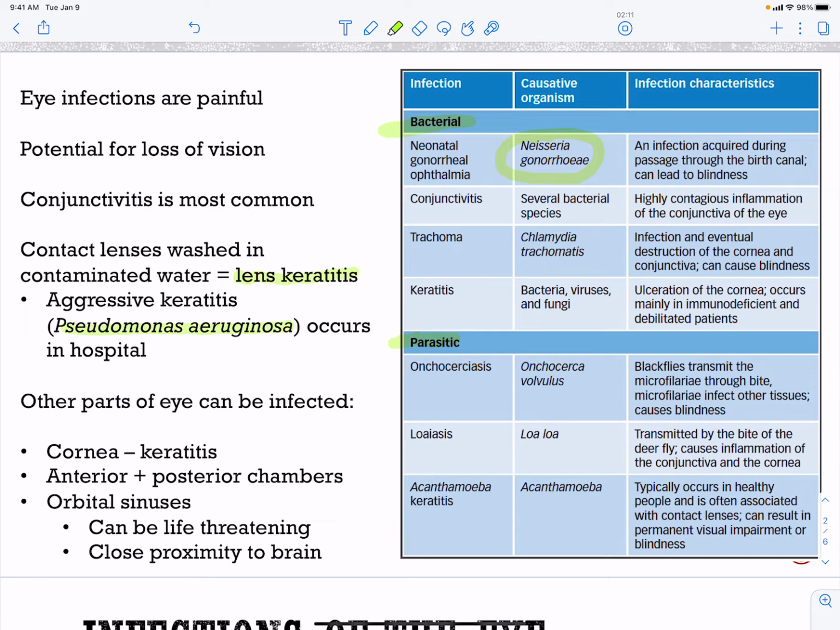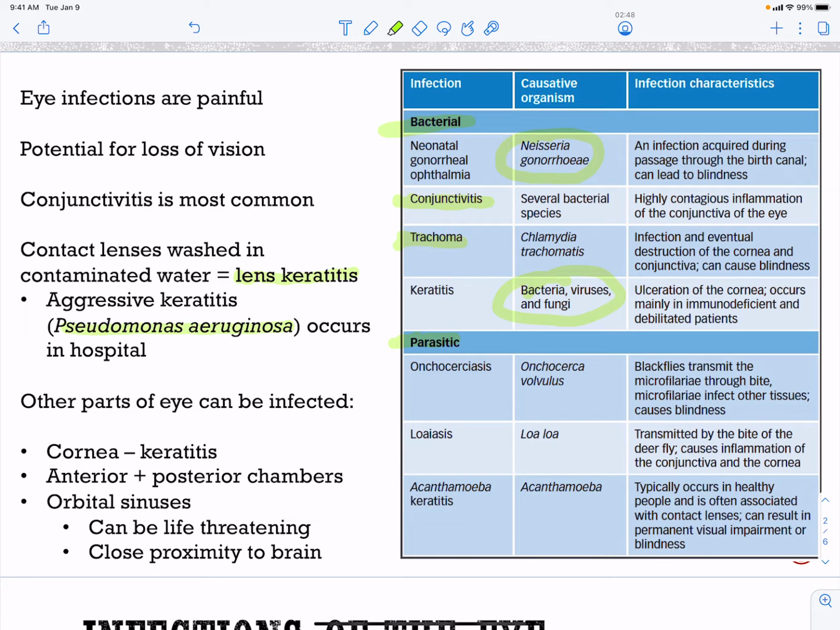birth canal. Now, there's also going to be conjunctivitis, and this can have several different bacteria species, including our normal floras, staph and streps. We have trachoma, which is chlamydia trachomatis, and this is going to be an infection that can cause blindness and lead to blindness. And keratitis can be caused by a number of different sources. This can lead to ulceration, and this is mostly associated with immunodeficient or patients that are debilitated in some way in long-term care facilities or in the hospitals.